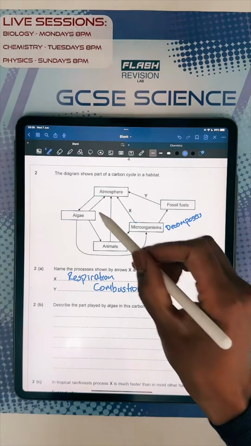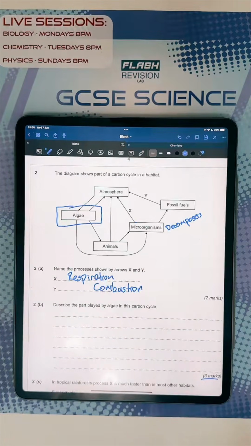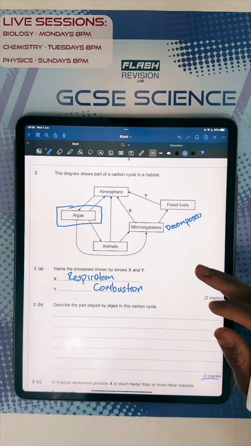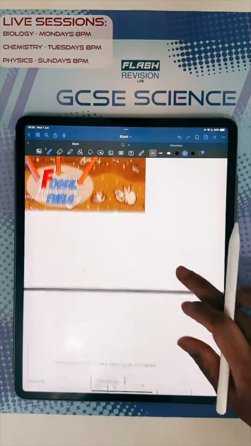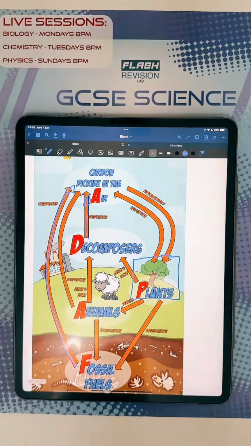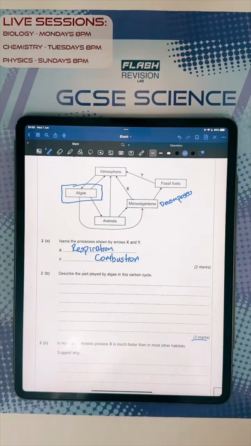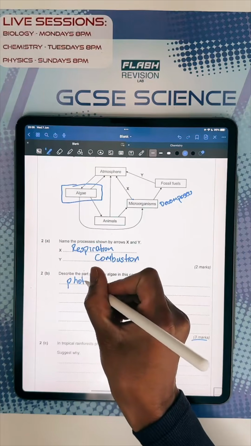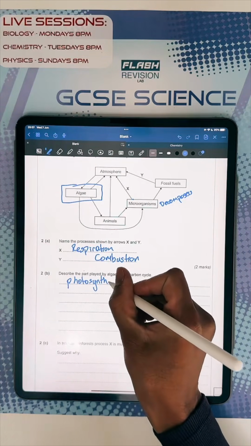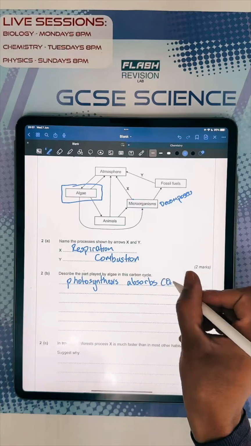Describe the part played by algae in this carbon cycle. So that's a 3-mark question. Algae, which section is that corresponding to? So this is corresponding to the, not animals. Algae would be corresponding to the plants section. Yeah, because they've got chlorophyll like plants as well. So yeah, it's to do with photosynthesis. That's 1 mark. So we can say photosynthesis absorbs carbon dioxide. Yep, good. So they photosynthesize. Photosynthesis absorbs CO2.